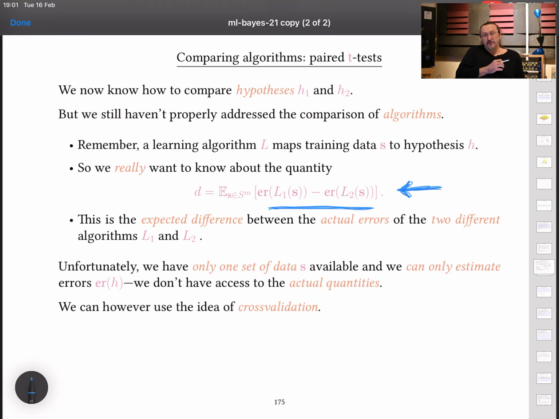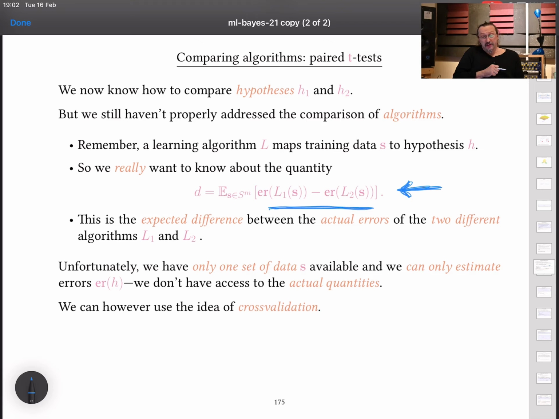Now, what we would really want to do, if we want to demonstrate that one learning algorithm is better than another, would be to show that on average, the difference between algorithm L1 and algorithm L2 in terms of generalization performance is positive or negative, okay, depending on which of the two algorithms we're trying to show is the better. So that's the expression that we have here, summarized by D.